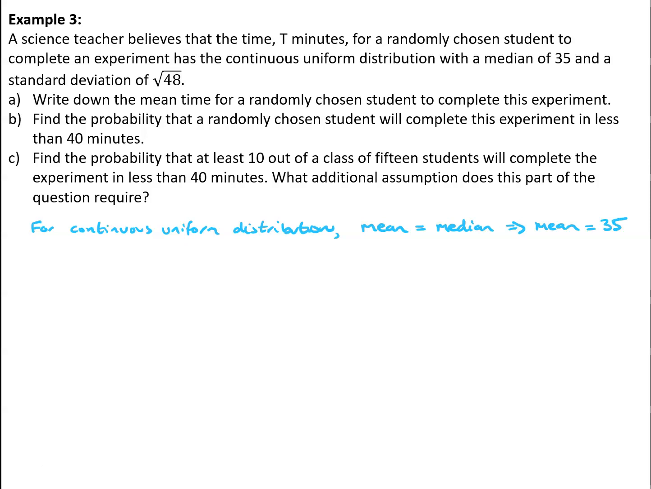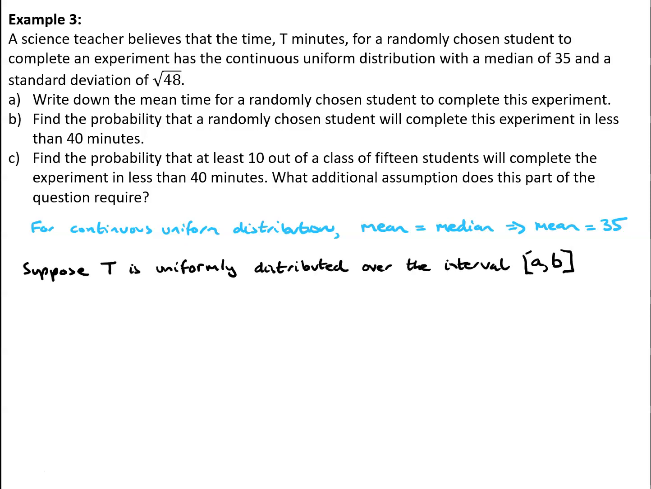Now, the next part says we've got to find the probability that a randomly chosen student will complete this experiment in less than 40 minutes. Now, we need to know what the interval is that t takes the continuous uniform distribution over. So let's suppose that t is uniformly distributed over the interval a to b. If that is the case, then we know that the mean value of t, which is 35, has got to be equal to (a + b)/2. In other words, we know that a plus b must equal 70.